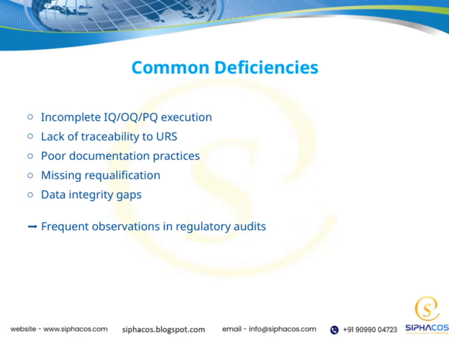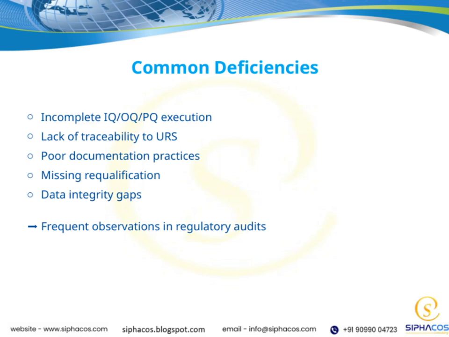Now, let's take a closer look at some common deficiencies we often encounter. One of the key issues is incomplete IQ, OQ, and PQ execution. This means that sometimes these critical qualification steps aren't thoroughly completed or documented, which can lead to gaps in validation. Another frequent problem is the lack of traceability to the User Requirements Specification, or URS. Without clear links back to the original requirements, it becomes difficult to prove that the system truly meets the intended needs.